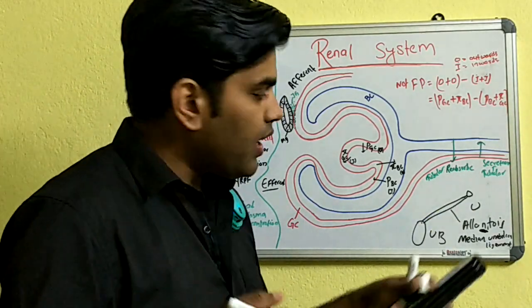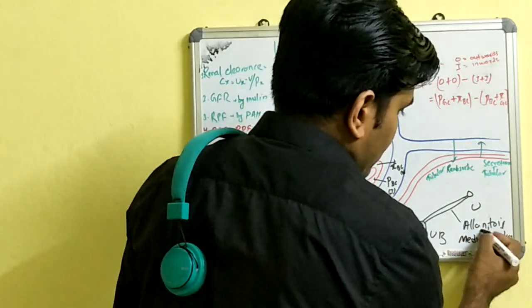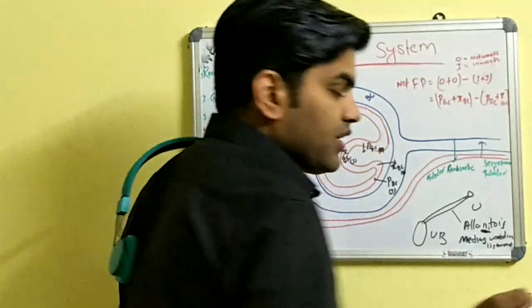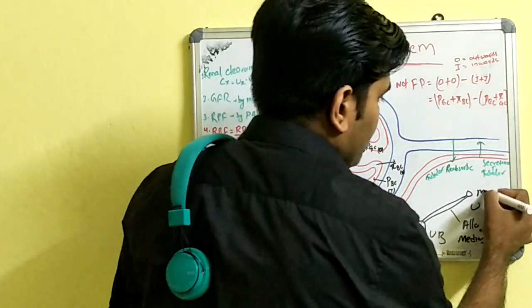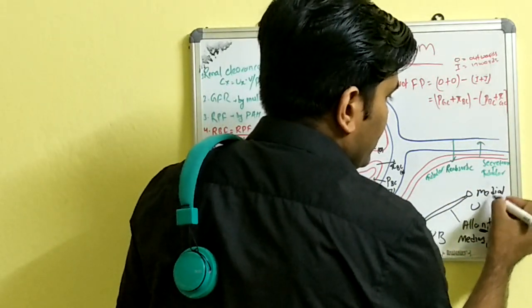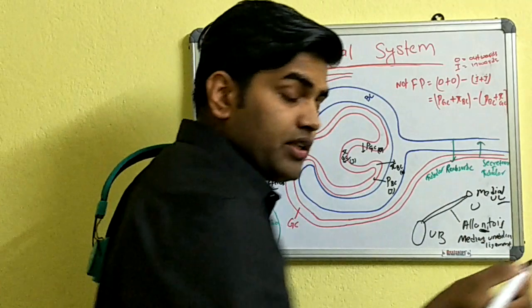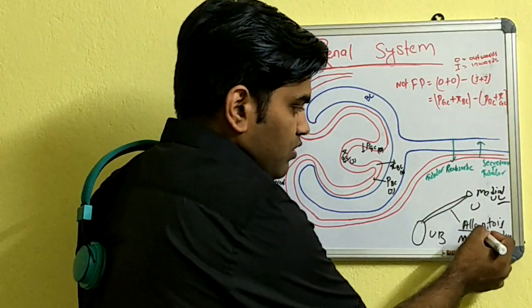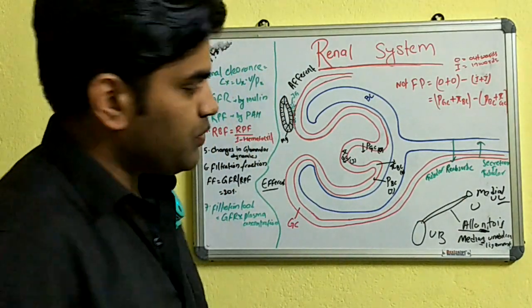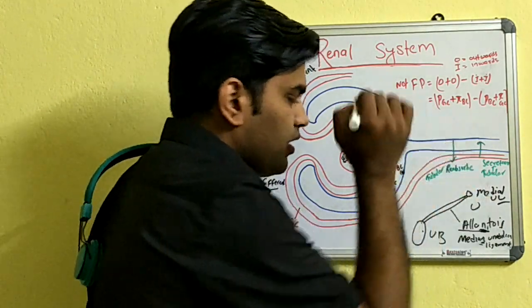The medial umbilical ligaments, M-E-D-I-A-L, are remnants of the umbilical arteries, not of the allantois. That is medial, but this is median. So the median umbilical ligament is the remnant of the allantois, the connection of the urinary bladder and the umbilicus.